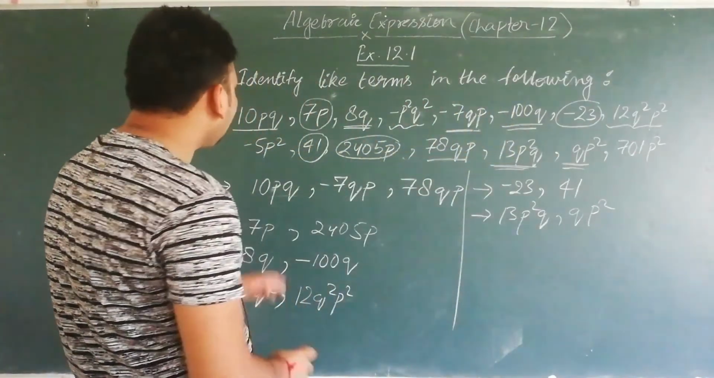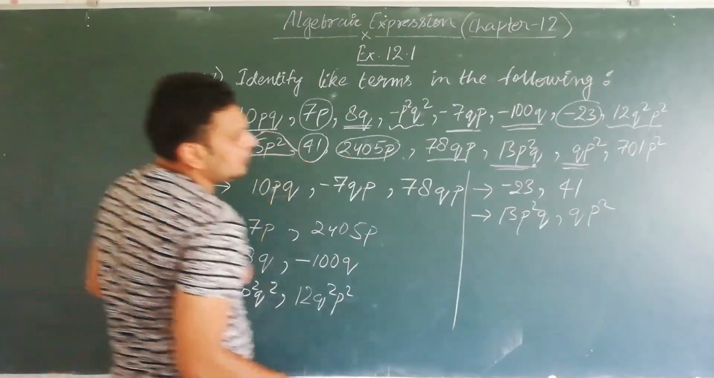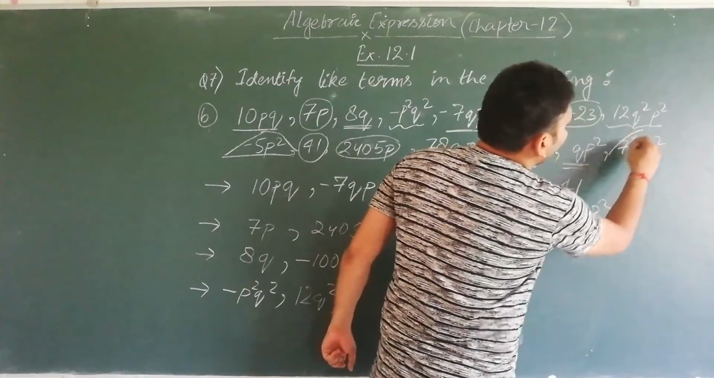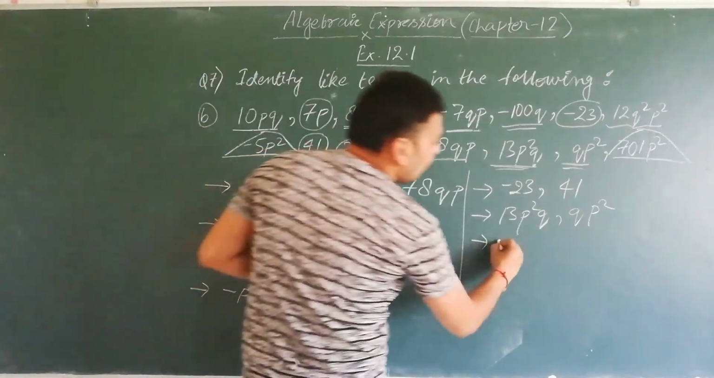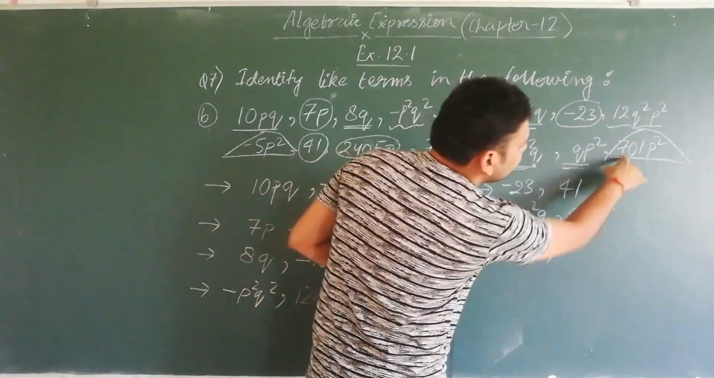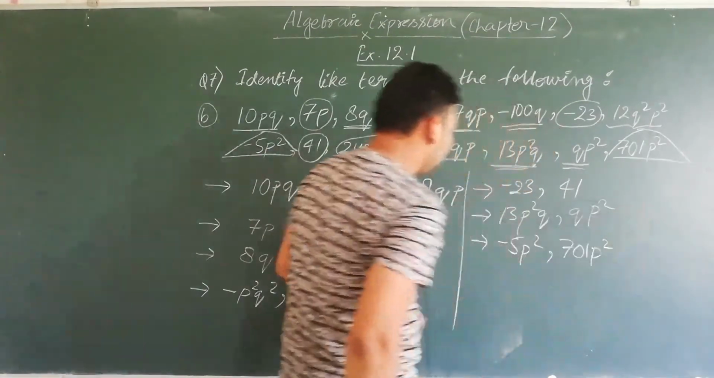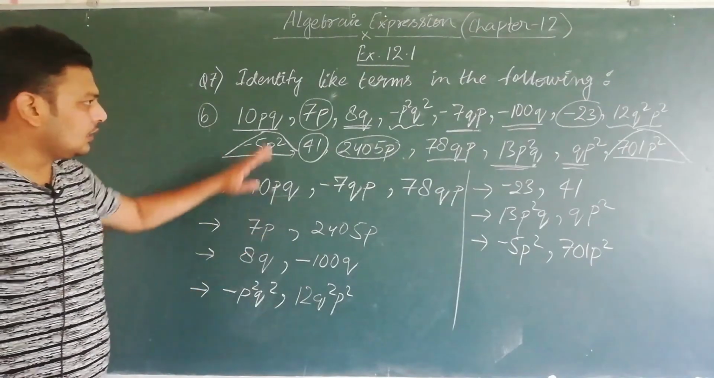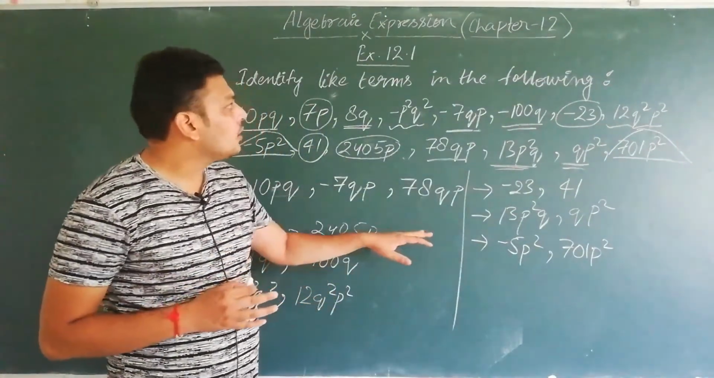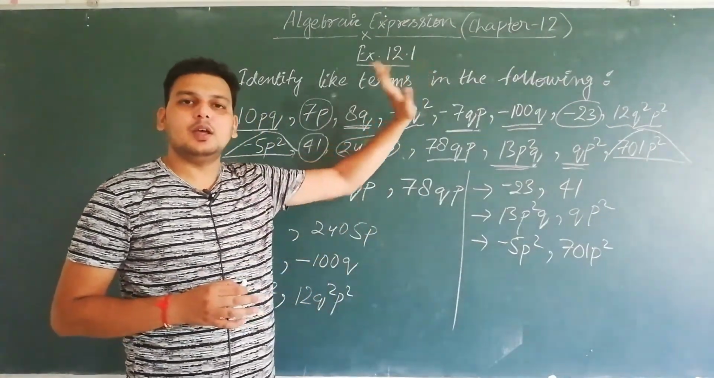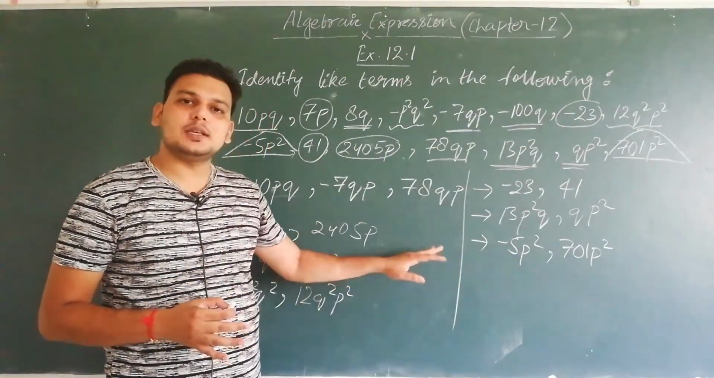Right? Any term left? Yes. This term is left, minus 5p square and 701p square. So the next like term is minus 5p square and 701p square. Okay, so these are the set of like terms in this particular arrangement. Students, I have done few questions of exercise 12.1. Now you have to do the rest of the questions by yourself and I will share their solutions in the next class.